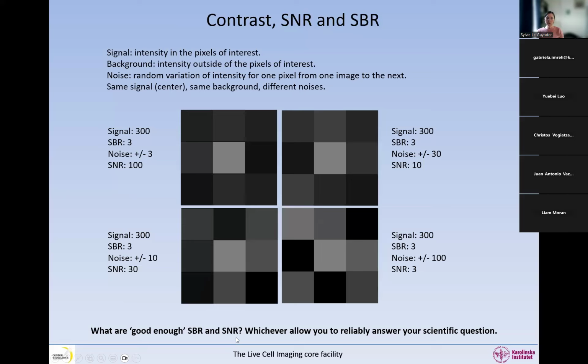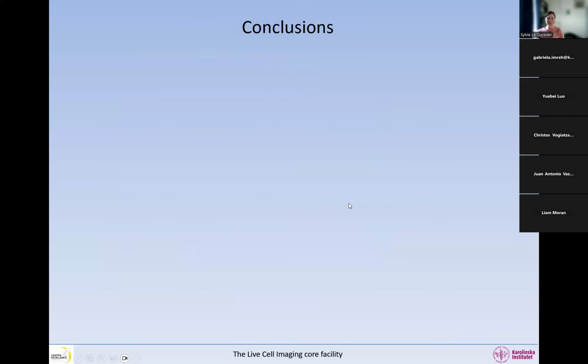So what is a good enough signal to noise and signal to background ratio? Whichever allows you to reliably answer your scientific questions. So these are the things that only you can answer based on your scientific question and how much the background and the noise bother you.